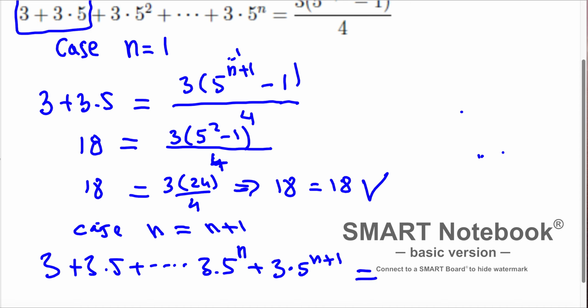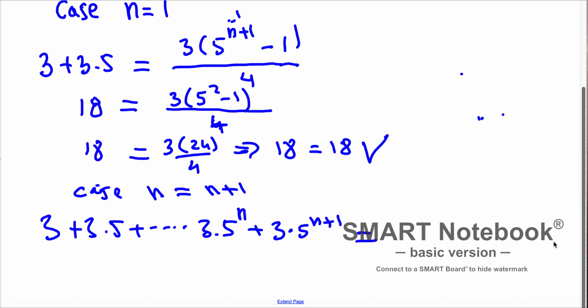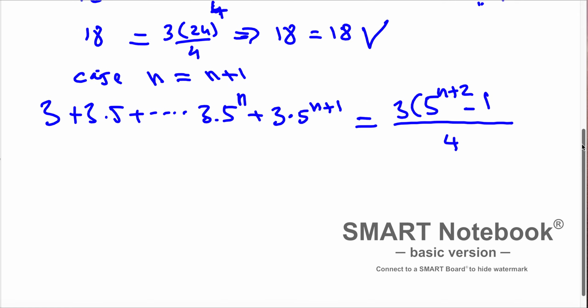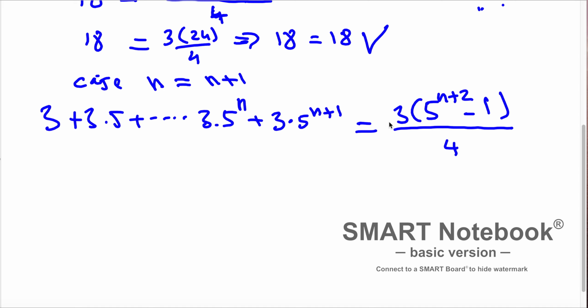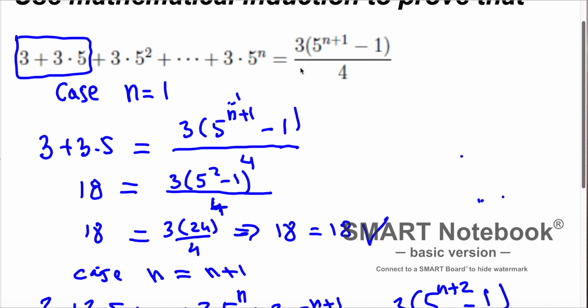And this is going to be equal to, whenever we have an n here, we are plugging in n + 1, and n + 1 is going to be n + 2. So everything is going to be the same, but let me extend this here. This one here is going to be 3 times (5^(n+2) - 1) divided by 4. And we want to prove that this holds. In order for us to prove it, we are going to add 3 times 5^(n+1) to both sides of the original equation.